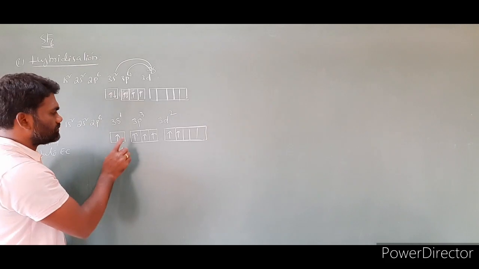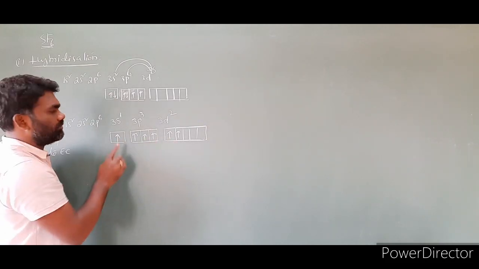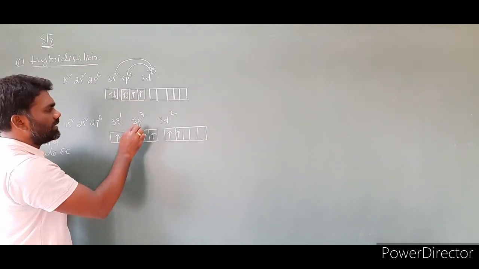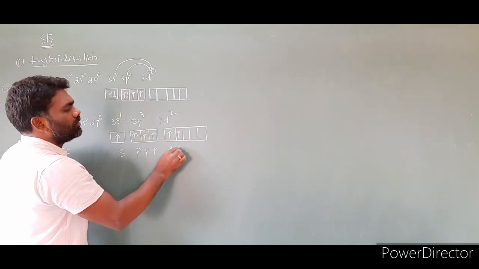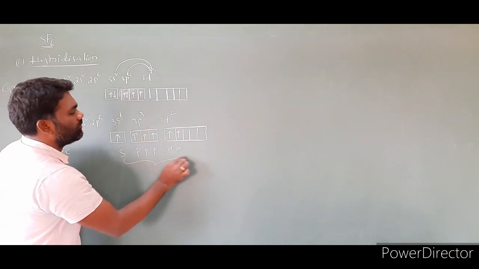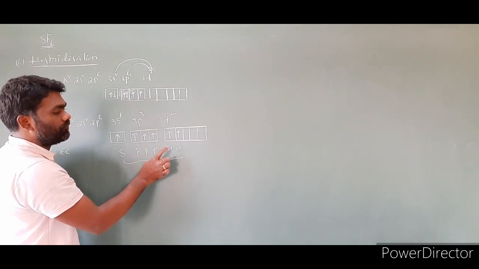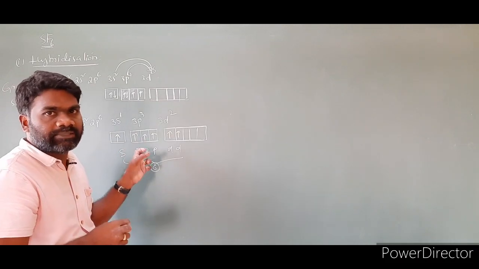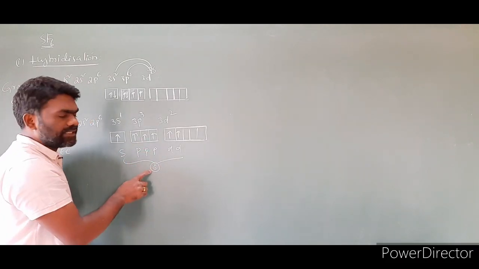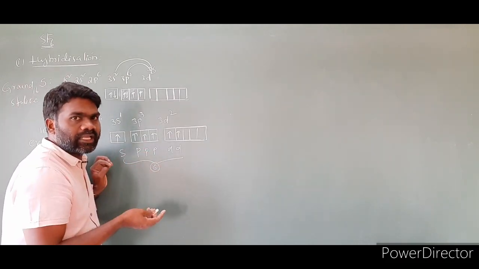Now we have to intermix them. How many orbitals are there? This is one s orbital. How many p? This is the first p, this is the second p, this is the third p. How many d? 2 d orbitals. Total how many do we have? 1, 2, 3, 4, 5, 6. 6 orbitals are there. We have to intermix them. After intermixing, how many will we get? 6 are intermixing, so we will get 6 hybrid orbitals.